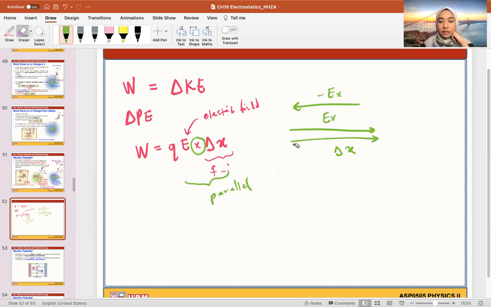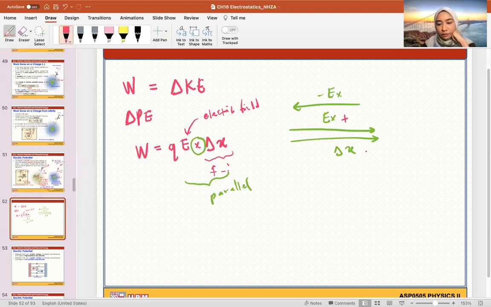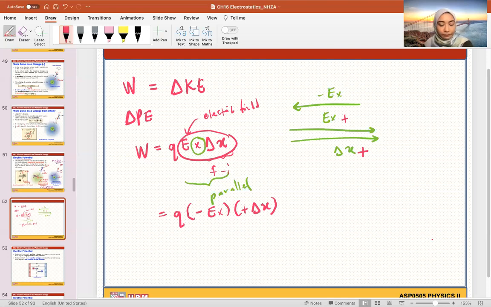If my Ex is in the same direction as my delta x, and I say to the right is positive, then Ex to the right is positive, and my displacement to the right is also positive. Both are positive. What if my Ex is going to the left, but my displacement is to the right? They are going in opposite directions. We can still use this equation because they are still parallel. Going to the left is a negative Ex, and going to the right is my displacement, positive delta x. This equation still stands.